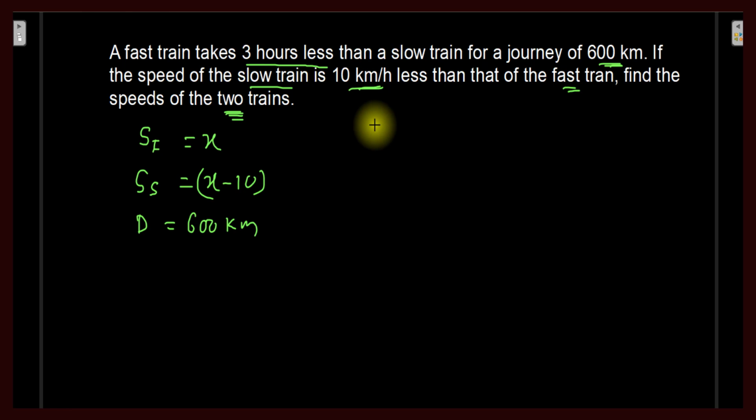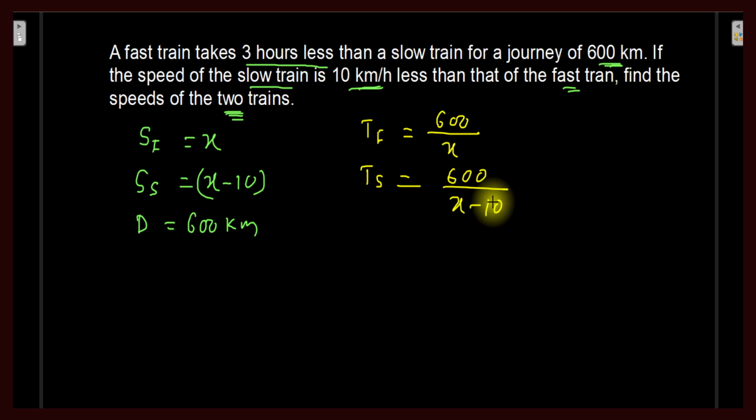So friends, here we can find the time taken by the fast train, that will be equal to distance upon speed. So distance is 600 km and the speed of the fast train is x, so it will be 600 upon x. And the time taken by the slow train will again be distance upon speed. The speed of the slow train is x minus 10, and therefore it will be 600 upon x minus 10.